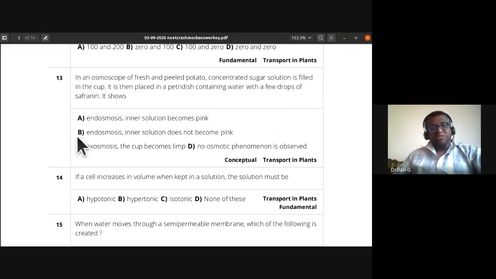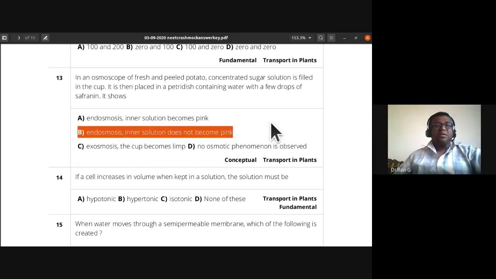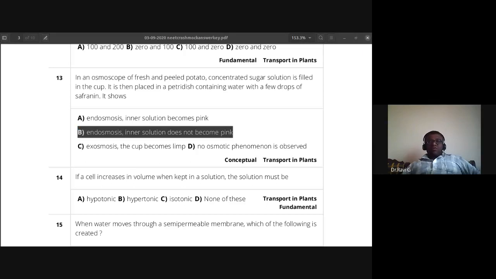So endosmosis takes place and the inner solution does not become pink because the cell walls, the cell membranes are selectively permeable. They don't allow everything to enter inside. So endosmosis takes place and the inner solution does not become pink. So B is the right answer for 13th one.